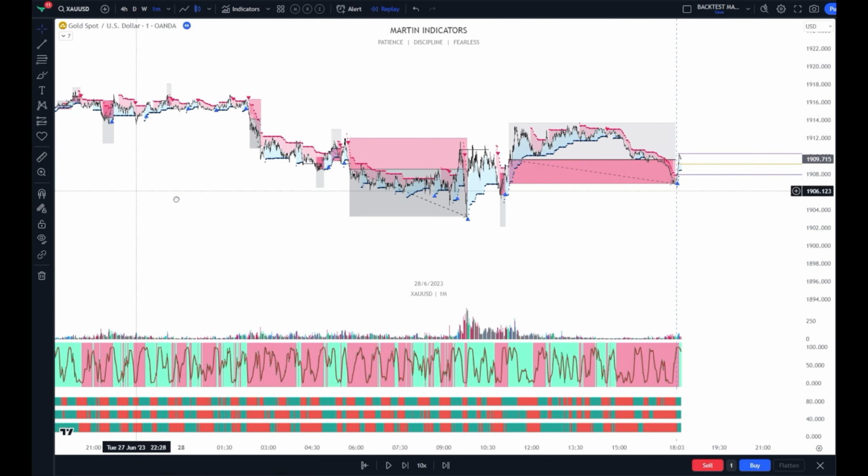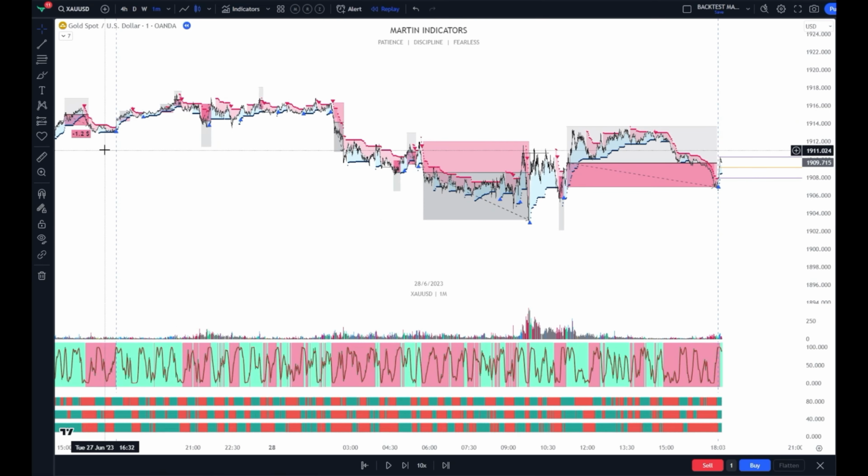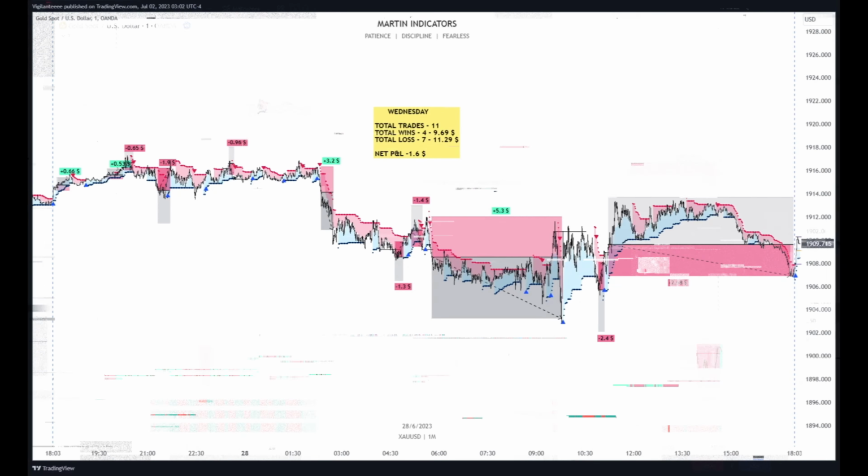On this day, we had a total of 1, 2, 3, 4, 5, 6, 7, 8, 9, 10, 11 trades, total 11 trades. Let's see the stats. We had 4 wins and 7 losses, with total profits of $9.69 and total loss of $11.29, with a net P&L of minus $1.60. This shows that in spite of having many losing trades, the strategy has maintained our risk tolerance.